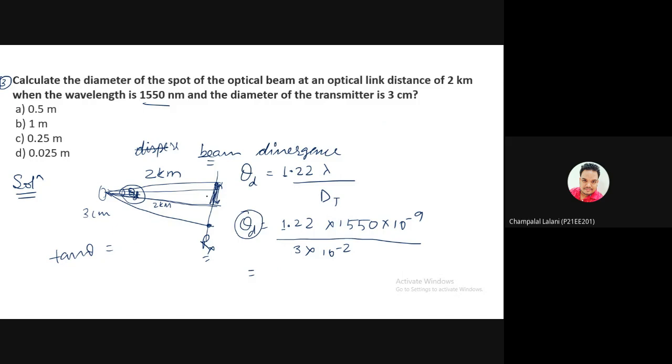Let's say this is r, the radius of the beam, divided by the distance of 2 kilometer, say L. So the radius of the beam will be L into tan theta, and for small angle, L into theta. Just multiply it by 2 kilometer and you will get the radius. Once you get the radius, double it, because you need to calculate the diameter. So D will be 2 L into theta. Try it out, you will get the answer. Till then, let me solve this.